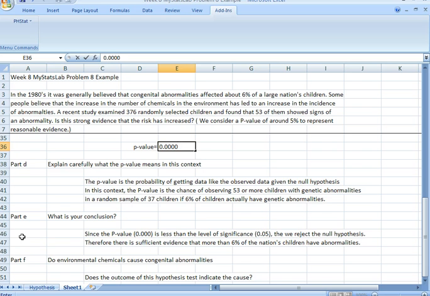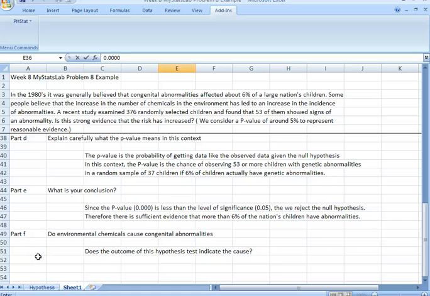Part E. What is your conclusion? Since the p-value, very small, is less than the level of significance, which we considered at 0.05, we reject the null hypothesis. Therefore, there is sufficient evidence that more than 6% of the nation's children have abnormalities. And on to part F. Do environmental chemicals cause congenital abnormalities? Does the outcome of the hypothesis test indicate the cause? I'll let you decide on that one.